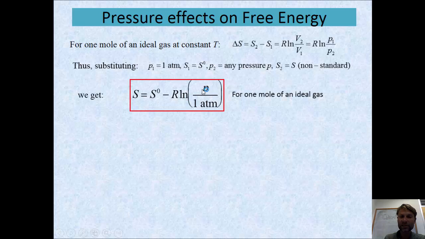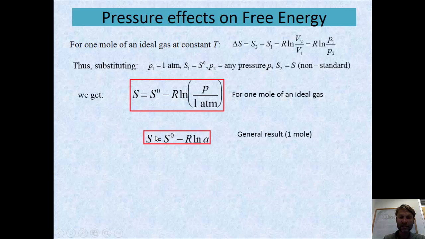Notice that as the pressure goes down and becomes less than 1, the natural log becomes negative, and this term turns positive, thereby increasing non-standard S relative to standard S. When the pressure goes down, the partial pressure, that means that there's more other components contributing to the pressure, and so the partial pressure of any one component is decreased, thereby increasing the entropy of that system.